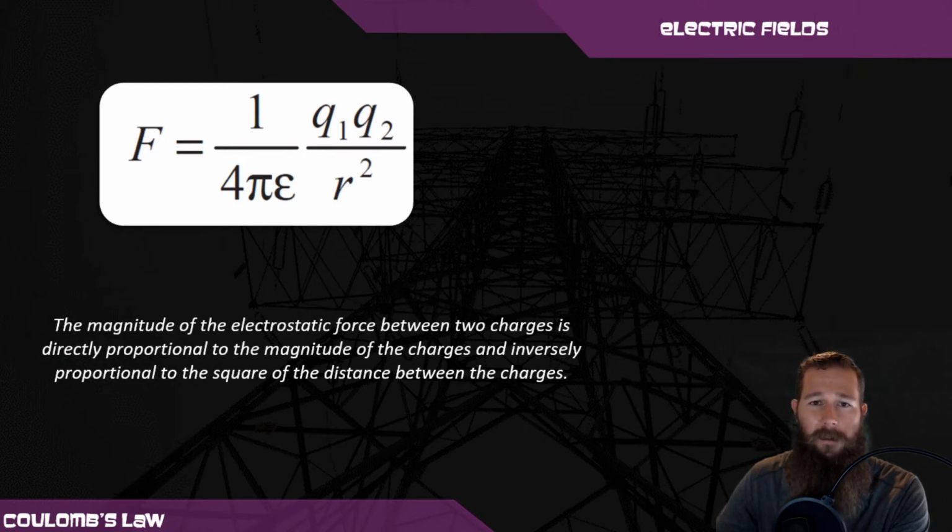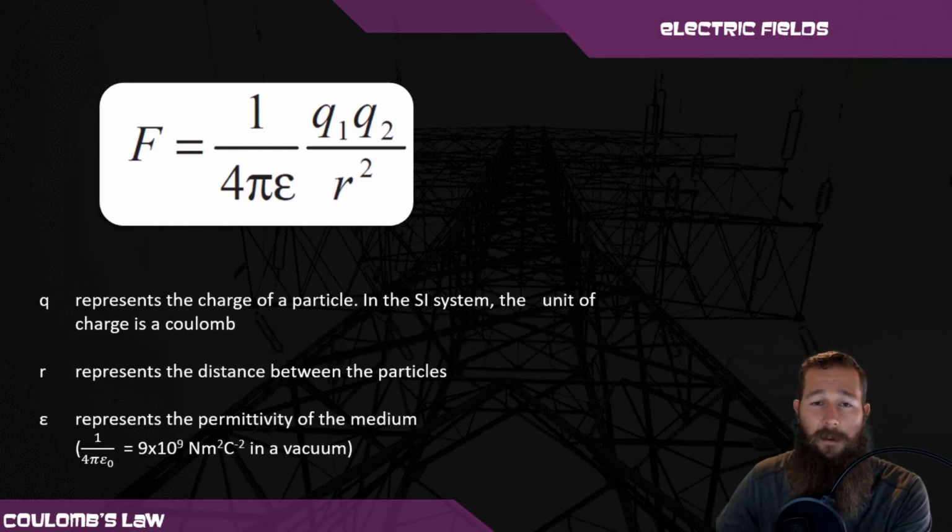So what this means is if the charge is a bigger charge, the force is going to be bigger. Also, if the distance between the two particles is greater, then the force acting on the particles is going to be less. The charge of the particles is denoted by a lowercase q. The distance between them is denoted by the r.